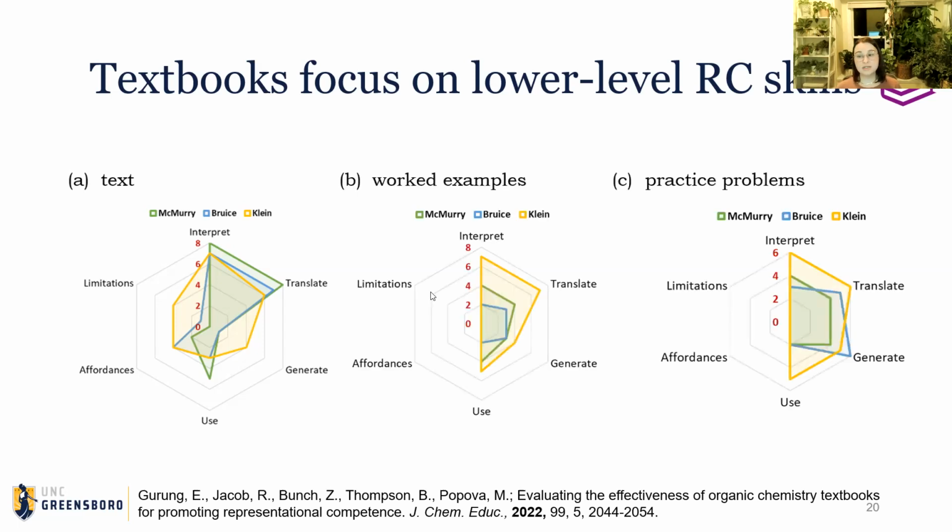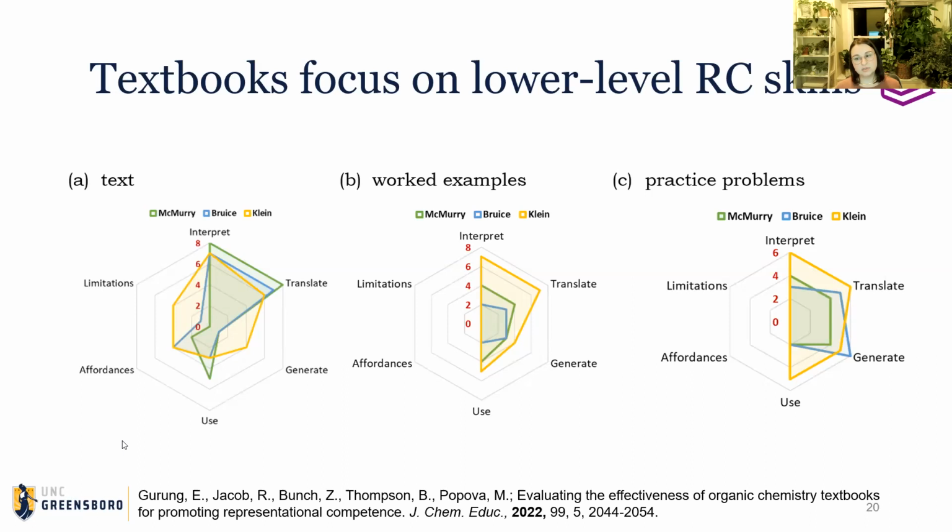Now let's compare the radar charts from worked examples and practice problems to the one that we found in text. Something that immediately stands out is complete emptiness on this side. So students are never asked to think about affordances and limitations of representations in worked examples and practice problems. Essentially, they don't have opportunities. They're never encouraged to practice engaging in that sort of thinking.